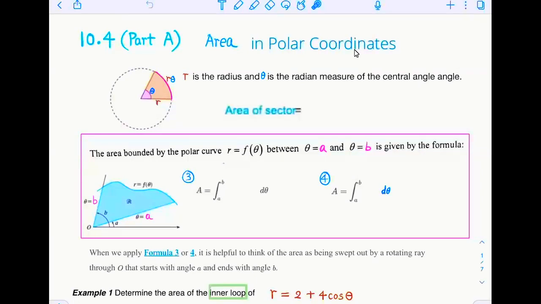Well, if theta is 2 pi, then this arc length will be 2 pi r. It's the whole circumference of the circle. If theta is pi, that will be pi r, which is half a circle. And in general, this arc length is going to be the radius times the center angle, where the angle is in radians. So it's r theta.